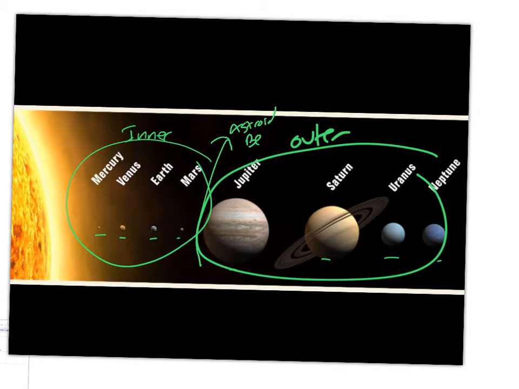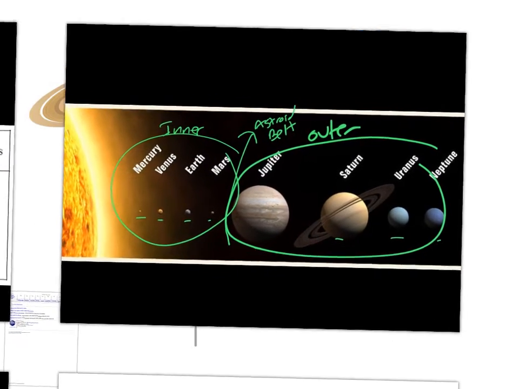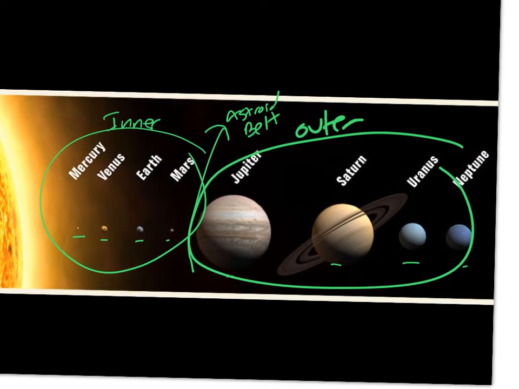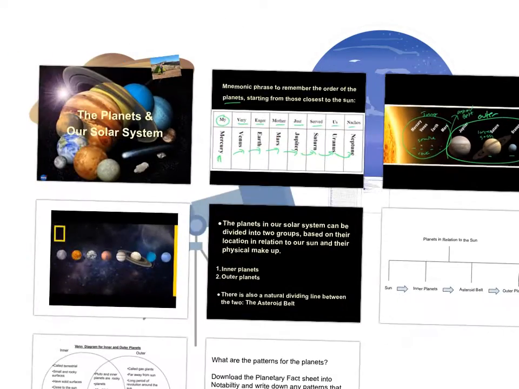Now, there's a video you're going to watch that's going to show you a little bit more about it, but there are distinct differences between the inner and outer planets, and you can actually look at this and say, oh, okay, well, the inner planets are smaller. The outer planets are larger. Now, the inner planets are made of rock, and the outer planets are gassy, and so on and so forth. And you're going to look at a document where you're going to find out some of these trends.